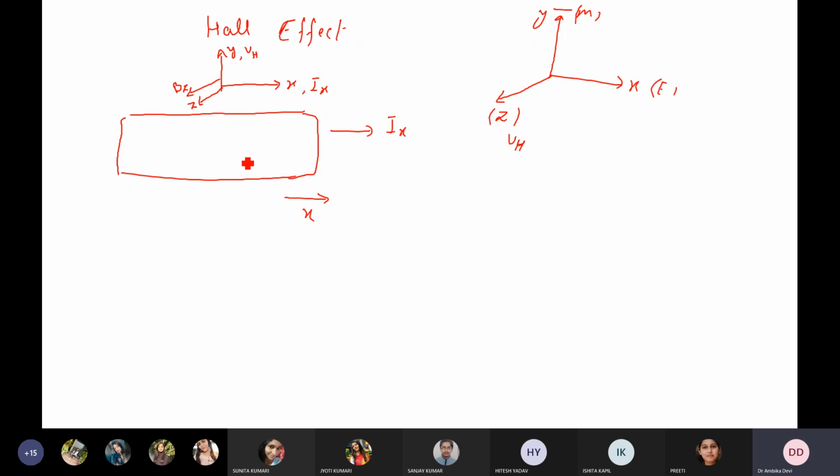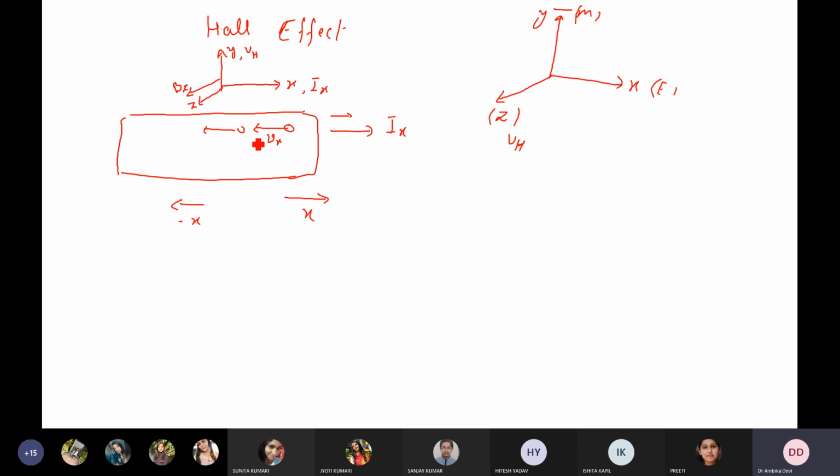Okay, so under the influence of the electric field, the conduction electrons are drifting with a velocity, let's say Vx, along the negative x direction. So if this is the positive x direction, this will be the negative x direction. If the field is applied along the positive x direction, then the electrons will be drifting along the negative x direction, right? So this will be the flow of the electrons. The electrons will be flowing in this direction.